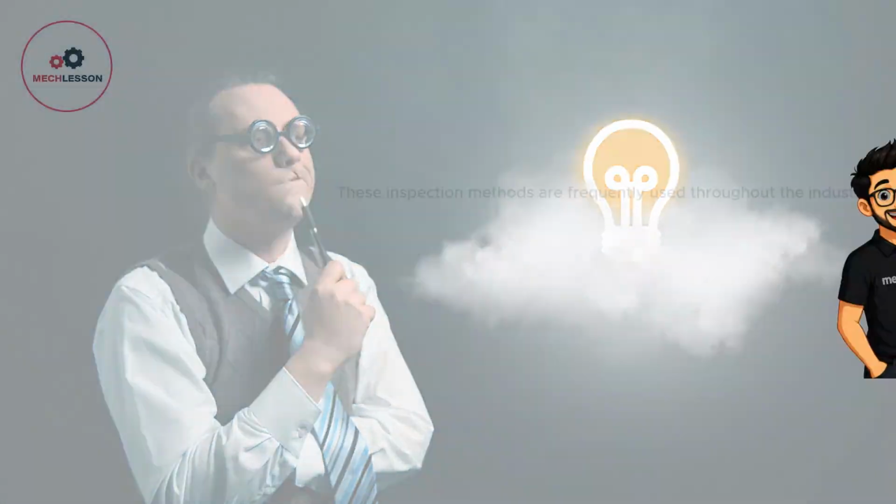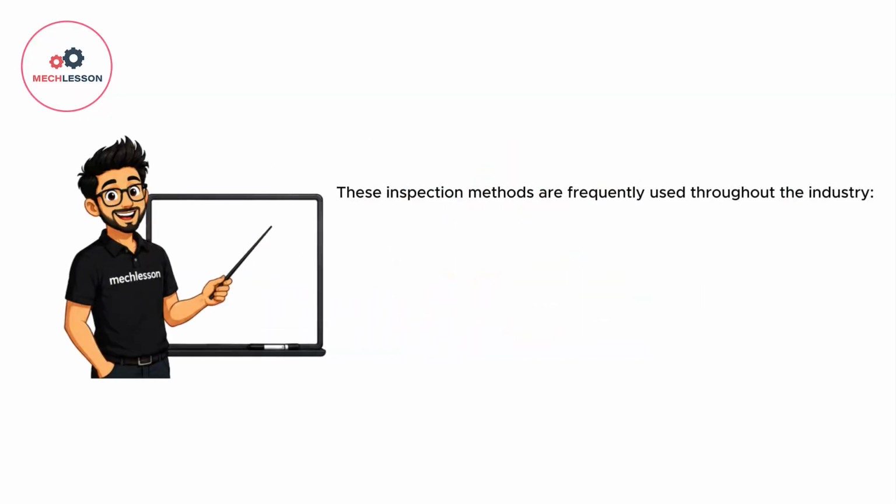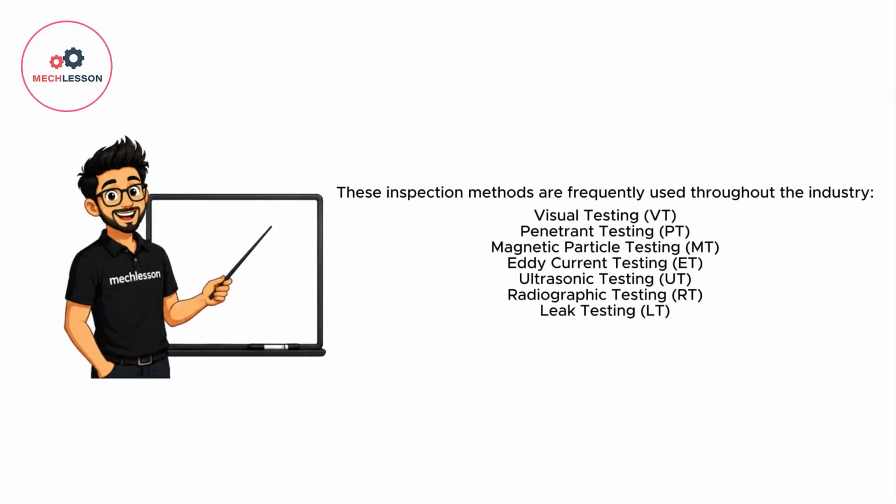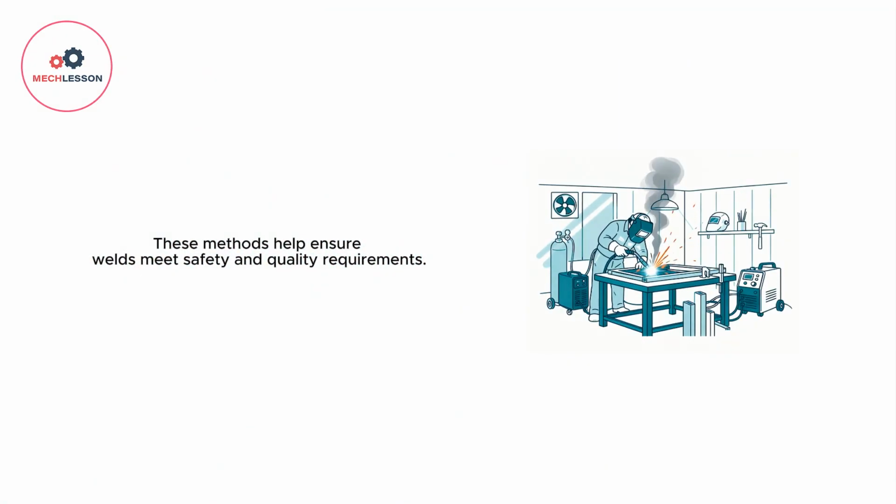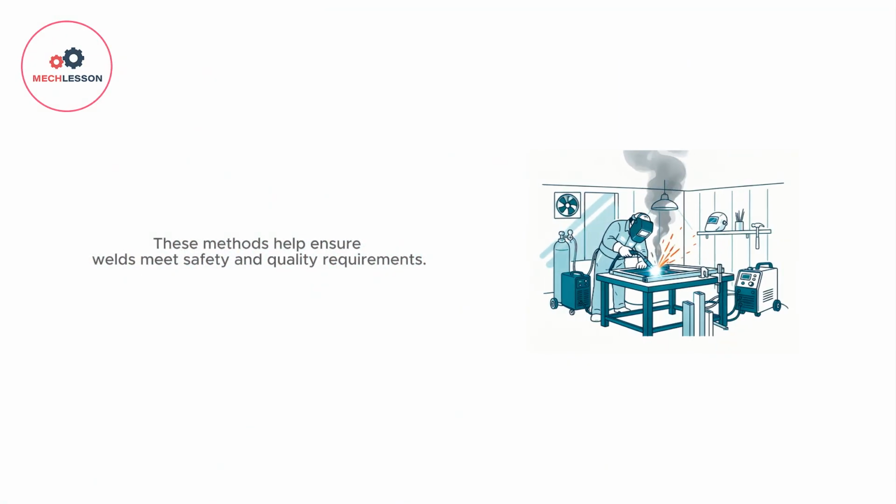Common NDT methods every welder should know. These inspection methods are frequently used throughout the industry. Visual testing, VT. Penetrant testing, PT. Magnetic particle testing, MT. Eddy current testing, ET. Ultrasonic testing, UT. Radiographic testing, RT. Leak testing, LT. These methods help ensure welds meet safety and quality requirements.